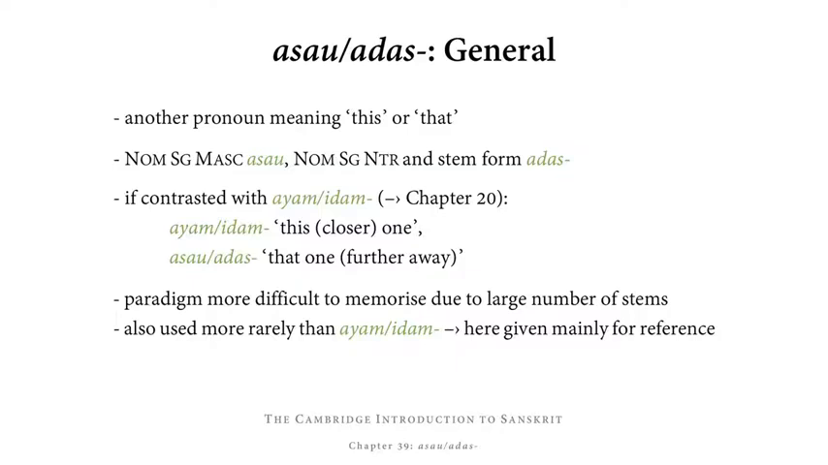If it is contrasted with ayam idam, which was introduced in chapter 20, then ayam idam would mean this one, this closer one, whereas asau adas would mean that one, i.e. that one further away. But generally speaking, it greatly overlaps in its meaning with ayam idam. So both of them can mean this or that. The paradigm of asau adas is more difficult to memorize due to a relatively large number of stems. It also is used more rarely than ayam idam, so it is here given mainly for reference, but it does appear frequently enough that you should be able to recognize its forms.